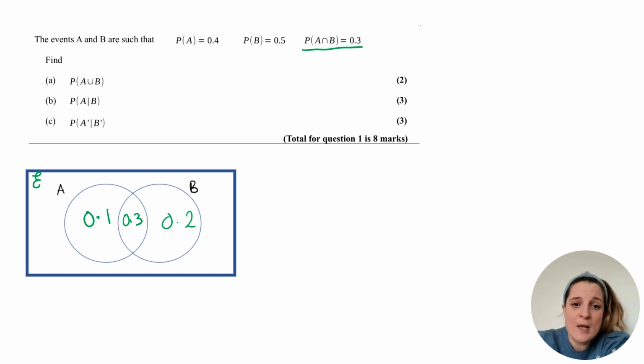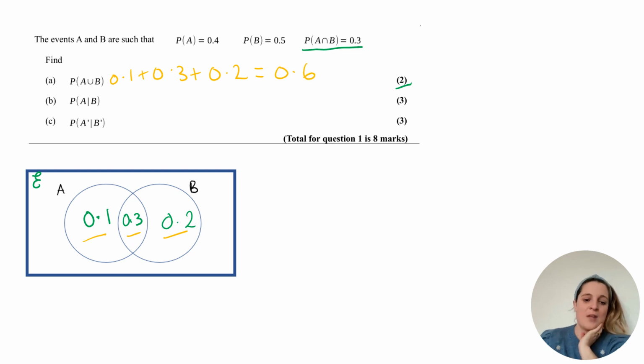Okay, I can actually work out my first quite easy 2-mark question. That's telling me to work out the probability of A or B. Remember, that's anything in A or B. So I'm going to add my 0.1 together with 0.3 and 0.2. So the probability of A or B is 0.6. Okay, with that then, I can now just add my 0.4 to the outside. So what's the probability of not A or B? I've now finished my Venn diagram. That's going to help me when I get on to part C.